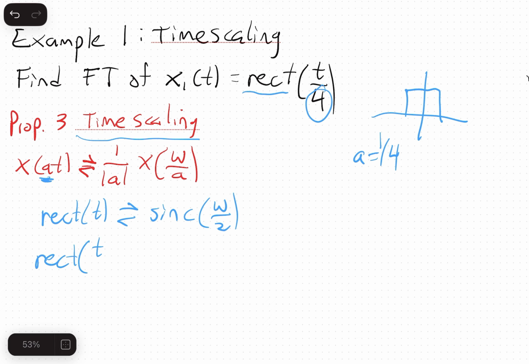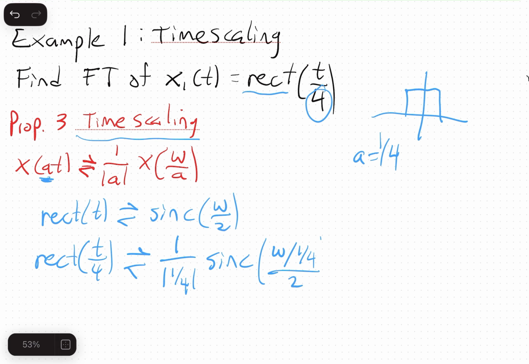So if we want to use the pair, in this case we're working with the rectangular pulse of t divided by 4, right? So its pair is going to be equal to 1 over the absolute value of 1/4 times sinc of omega divided by 1/4 divided by 2. Which simplified, we're left with 4 sinc of 2 omega. Okay, so as simple as that. It's just a matter of using the properties that we have.